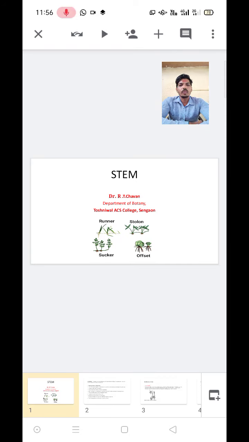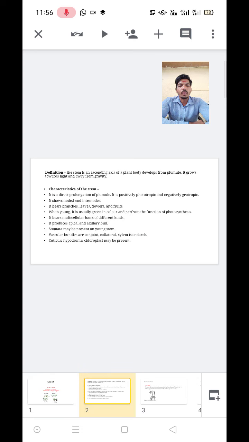Good afternoon, students. Today we see another topic: the stem. What is the definition of the stem? Then the characteristics of the stem and the modifications of a stem. Today we discuss the definition.